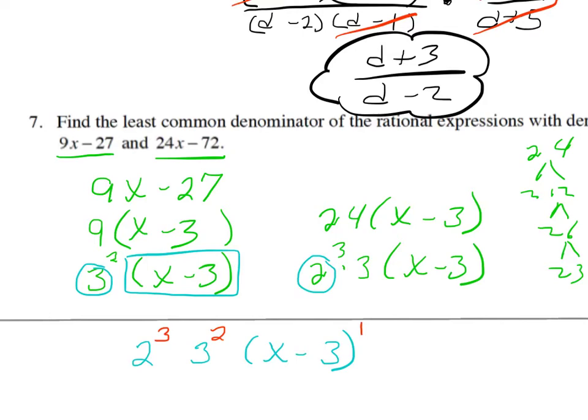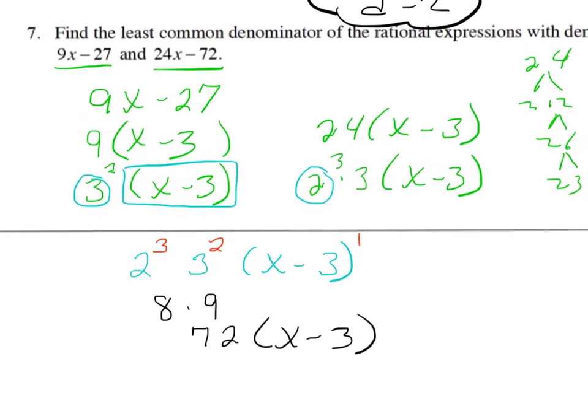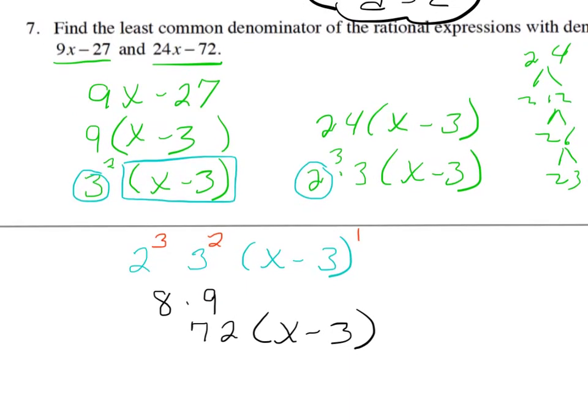Alrighty, and there is my LCM. So let's go ahead and clean it up just a little bit. I can say my final answer is going to be 2 times 2 is 4, 4 times 2 is 8, 3 times 3 is 9. That makes a total of 72 times the quantity x minus 3. And that is my common denominator. Sorry, not common denominator, my LCM, which is my least common denominator.